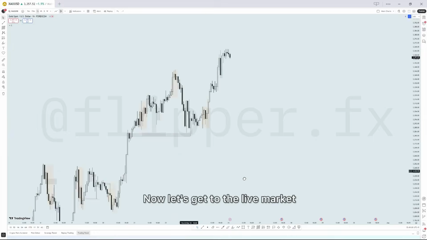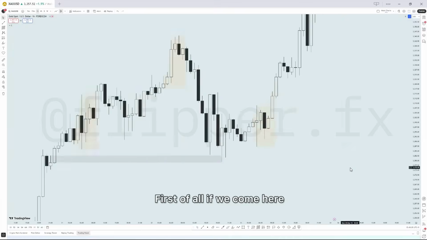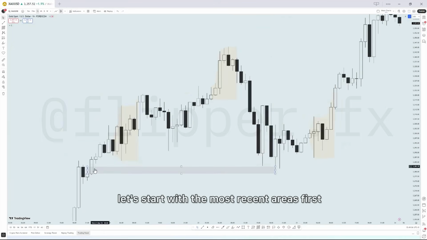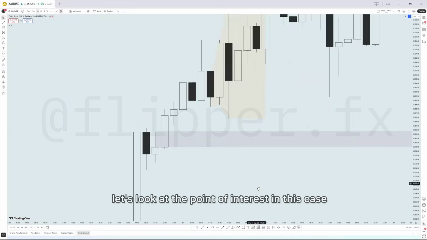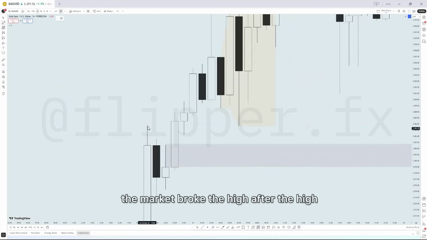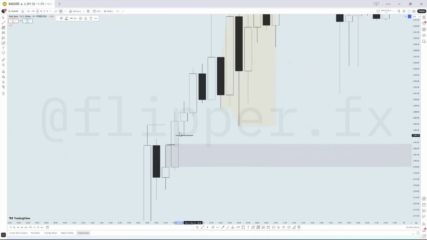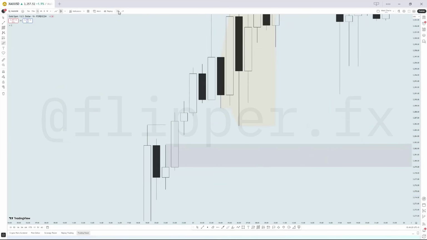Now let's get to the live market and try to mark some areas. First of all, if we come here, let's start with the most recent areas. First, let's look at the point of interest. In this case, the market broke the high. After the high break, there was an imbalance and the market was moving in one direction with momentum.